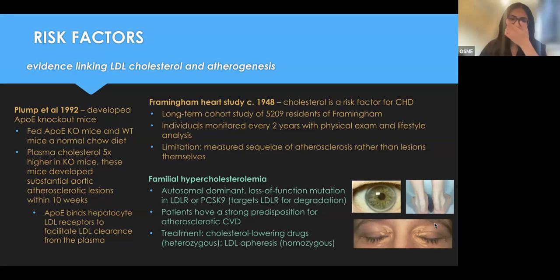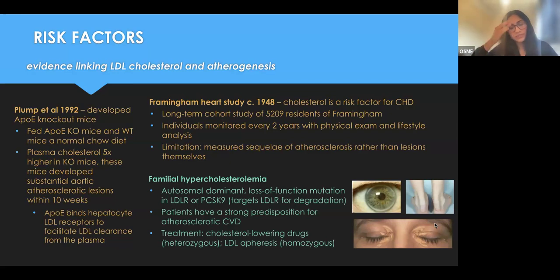Okay, so the other lines of evidence linking cholesterol and atherogenesis include long-term cohort studies. One of them is the Framingham Heart Study. That one started off looking at the residents of Framingham in Massachusetts, and they found links between hypercholesterolemia and high LDL to HDL ratios, so high LDL in the blood, basically, with coronary heart disease. The limitation for all of these prospective studies, there are others as well, is that they measure the consequences of atherosclerosis, so coronary heart disease, rather than measuring the lesions themselves. So it's just associative.